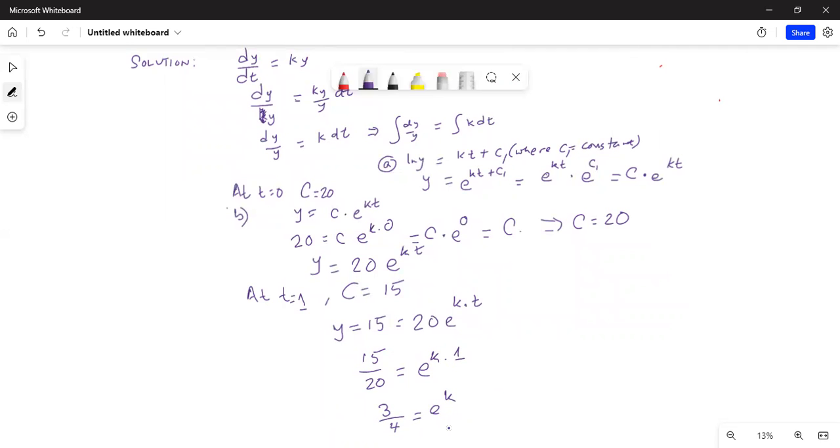There's a little bit of a mistake here, so I'll fix that. This is actually t is equal to 1, y is equal to 16. So this will be 16 over 20.